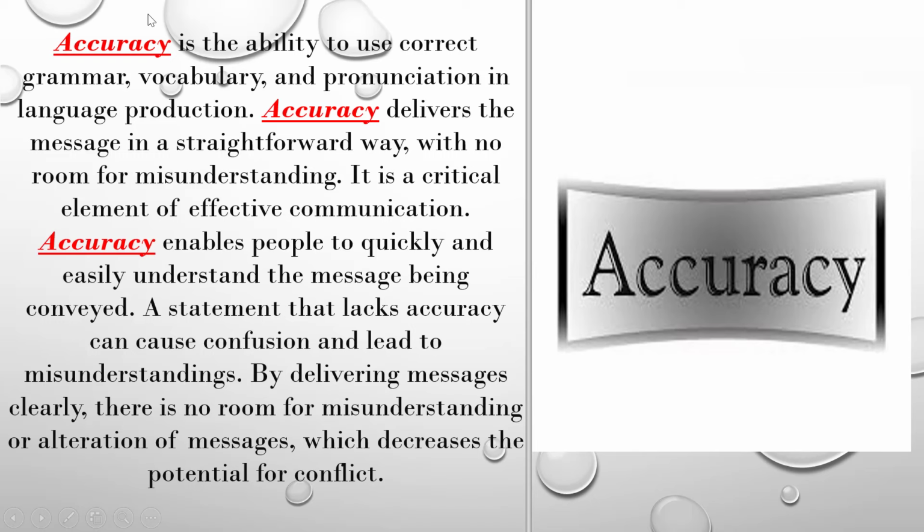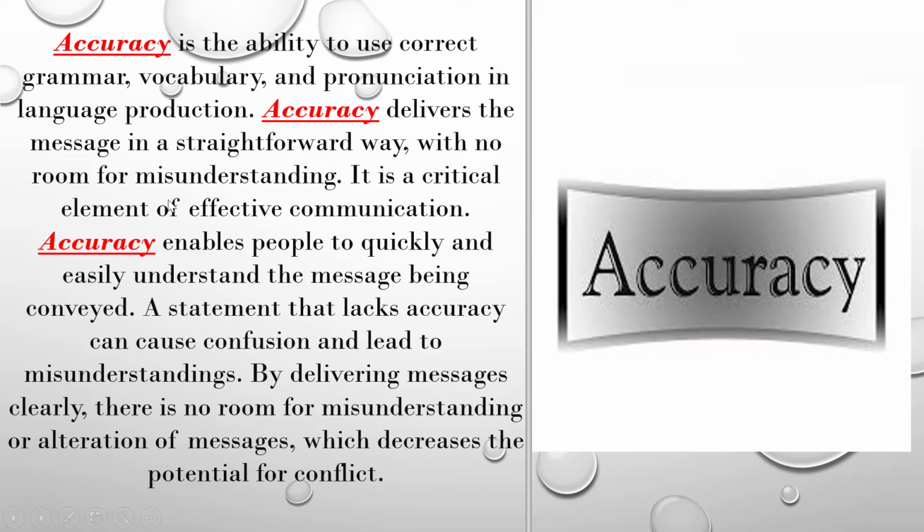Okay, accuracy. Now we're going to talk about accuracy. Accuracy is the ability to use correct grammar, vocabulary, and pronunciation in language production, to have everything correct without any mistakes. Accuracy delivers the message in a straightforward way with no room for misunderstanding. Because you know that we have minimal pairs, for example, sink and think, they are totally different. Bark and park, totally different. So to have accuracy would leave no room for any misunderstanding.